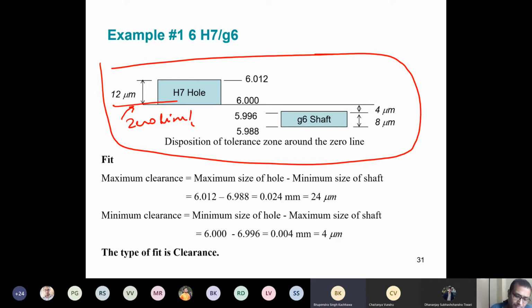In the worst condition, there is a 4 micron clearance. In the best condition, what will be the clearance? In the best condition, the clearance will be 12 microns plus 4 microns plus 8 microns. So there will be 12, 8, 20, 24 microns. So maximum will be 24 micron clearance, minimum will be 4 micron clearance.